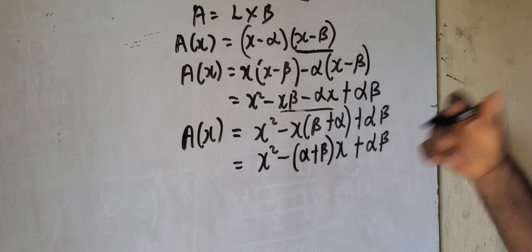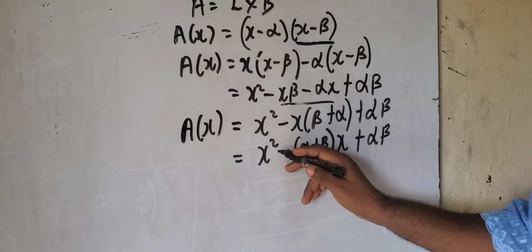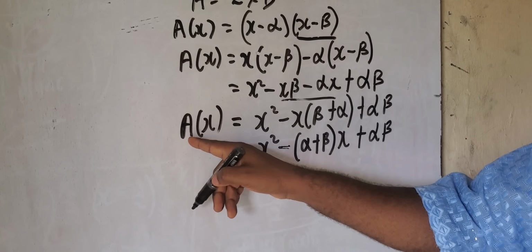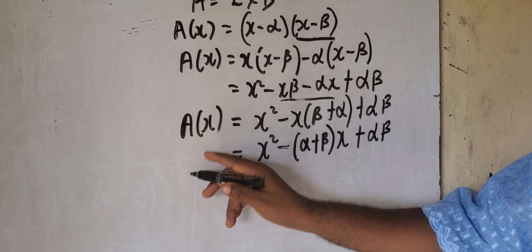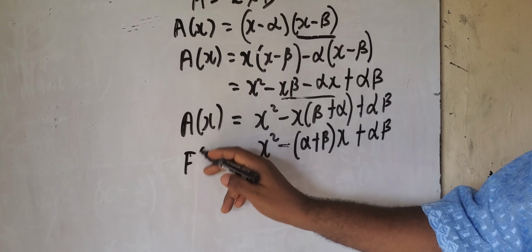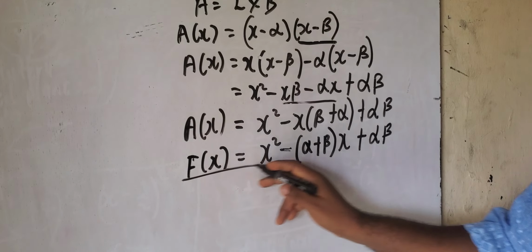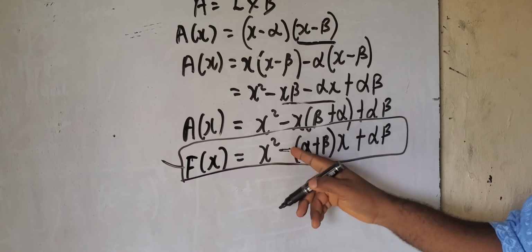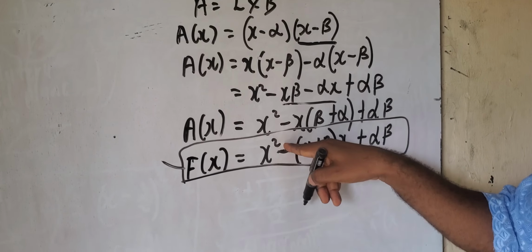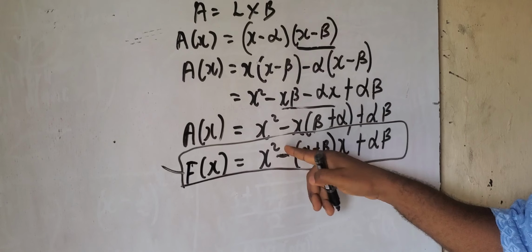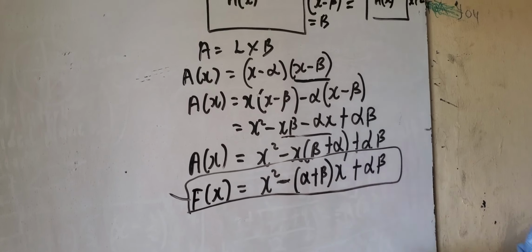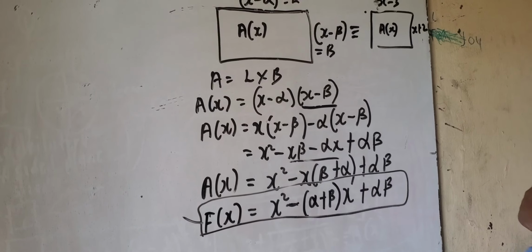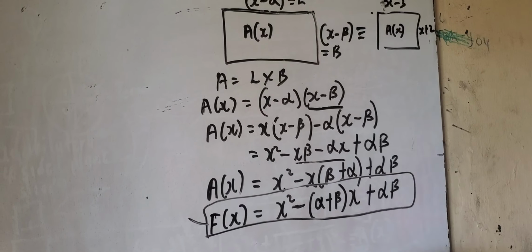Now, this particular A function of x, I can write as f of x. So what we have here now is a quadratic function. You can see that the highest power of the quadratic function, according to our workings, we have proved to be 2.